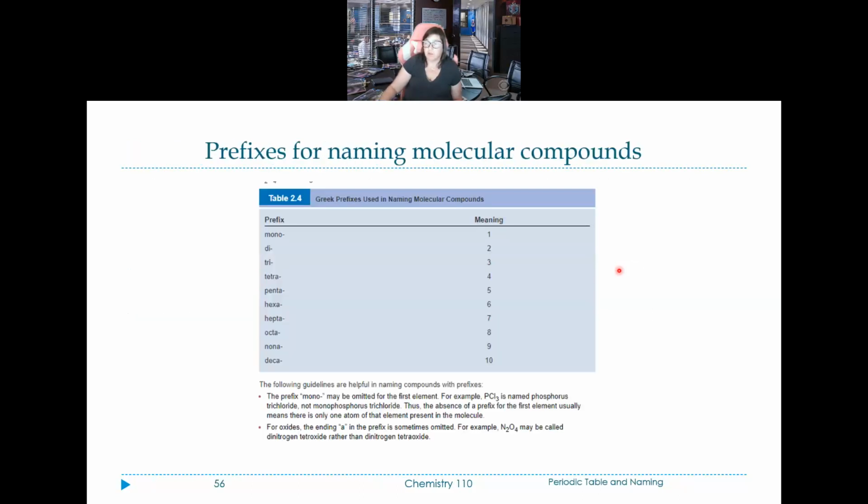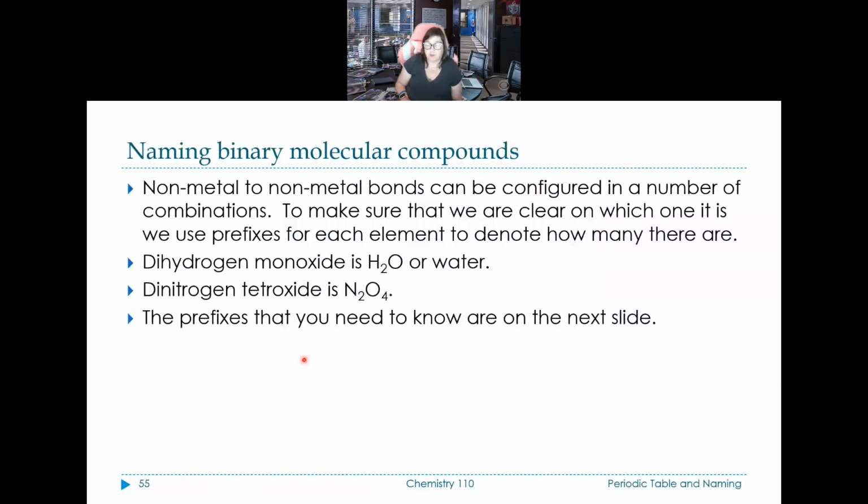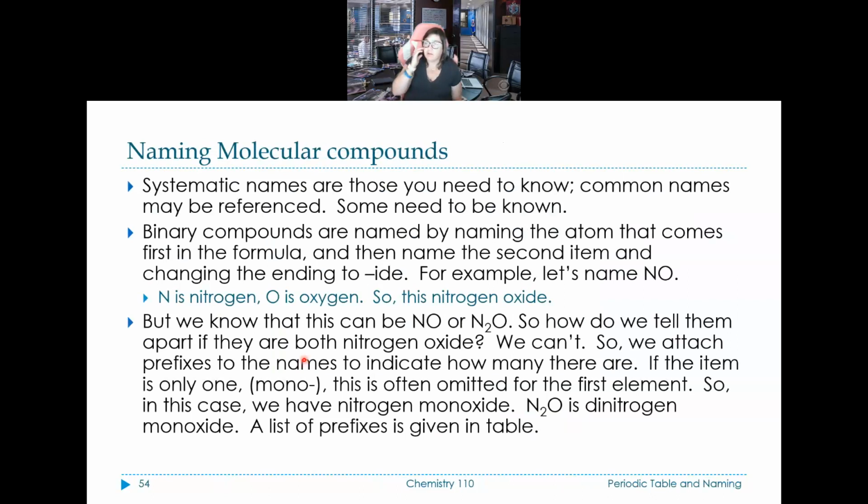And that's here. So prefix: mono is 1, di is 2, tri is 3, tetra is 4, penta is 5, hexa is 6, hepta is 7, octa is 8, nona is 9, and deca is 10. Those are the ones that you need to be able to use, right? So we got through the prefixes.